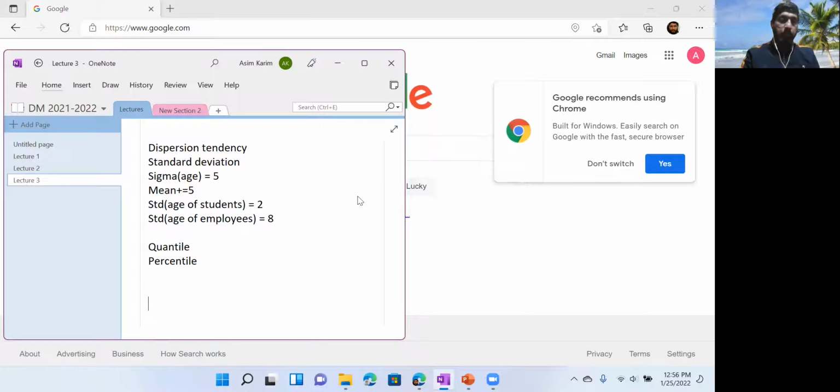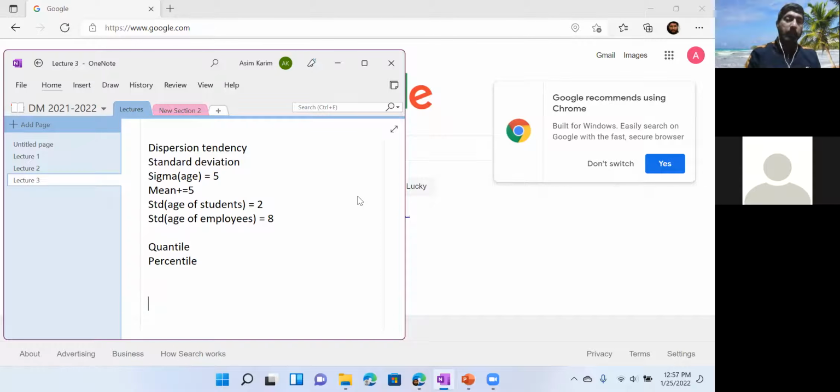The question was: algebraic sum on which data? Interval scaled. Yeah, you can apply sum on interval scaled. So there isn't any issue.